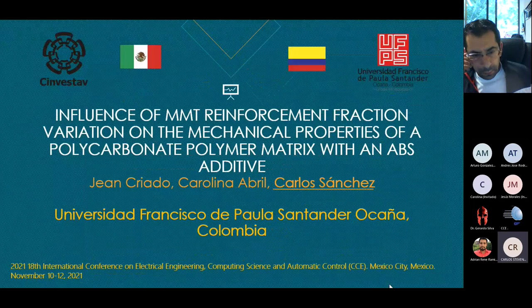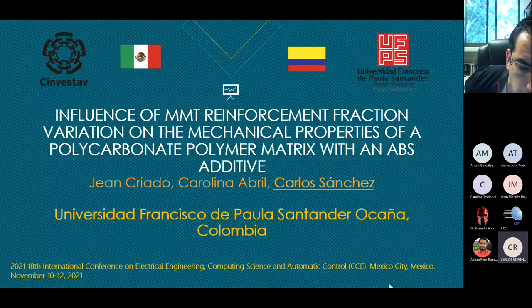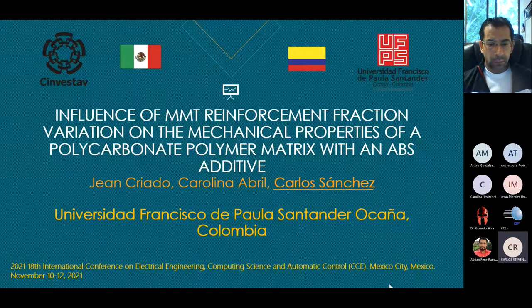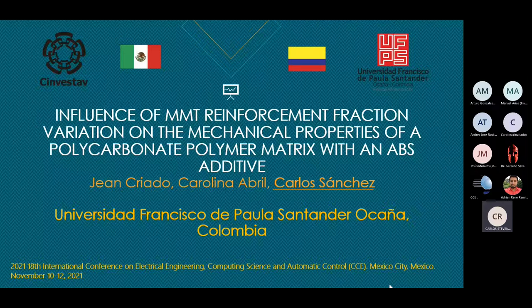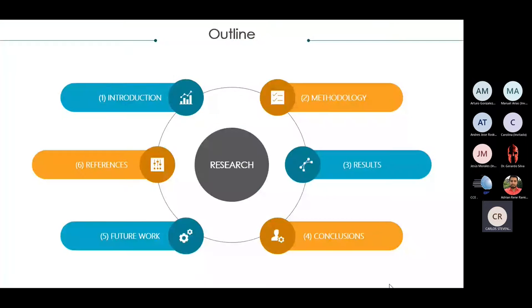Again, good afternoon, everybody. My name is Carlos Sánchez, and we, all the authors, are from Colombia. We are representing the University Francisco de Paula Santander Ocaña, and I have the pleasure to present to you this research entitled Influence of MMT Reinforcement Fraction Variation on the Mechanical Properties of a Polycarbonate Polymer Matrix with an ABS Additive. Here is the outline: introduction, methodology, results, conclusions, future work, and the references that were the base of this research.